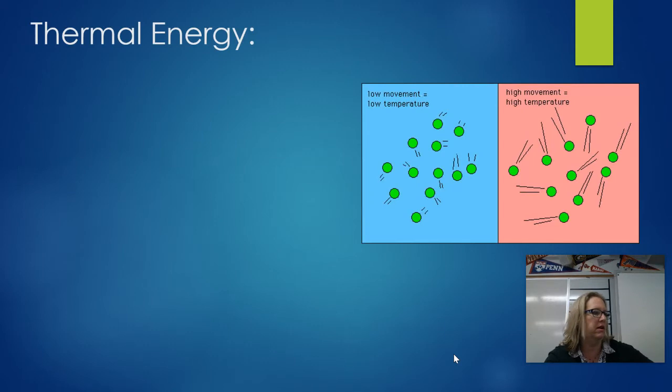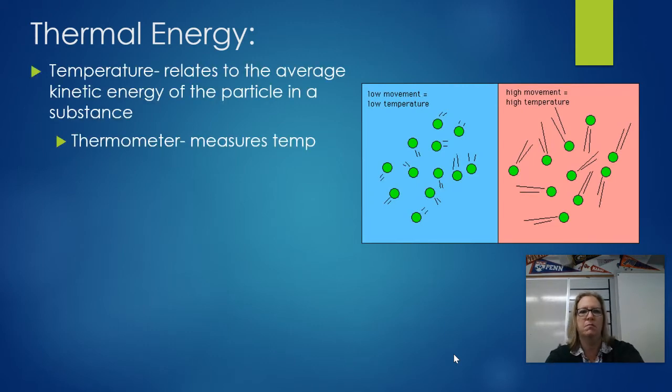So we are talking about thermal energy, which is one of the specific kinds of energy, and it basically relates to the movement of the particles of all matter, okay? So we talk about a couple of different terms when relating to thermal energy, and one is temperature. Temperature relates to the average kinetic energy of the particles of a substance.